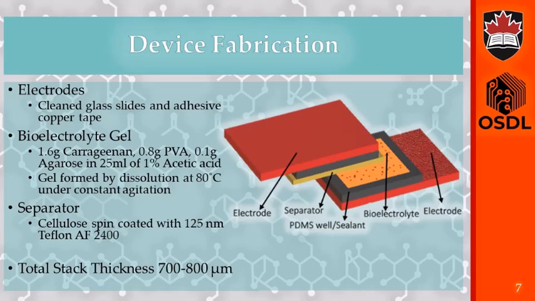We began by fixing copper tape to clean glass slides to form our electrodes, and then we dissolved 1.6 grams of carrageenan, 0.8 grams of PVA, and 1 gram of agarose in 25 milliliters of 1% acetic acid. This was dissolved at 80 degrees C and under constant agitation and allowed to cool down to room temperature in a clean glass mould. The thickness of the gel was found between 300 and 350 microns, and then we spun our separator of cellulose with 125 nanometers of Teflon.